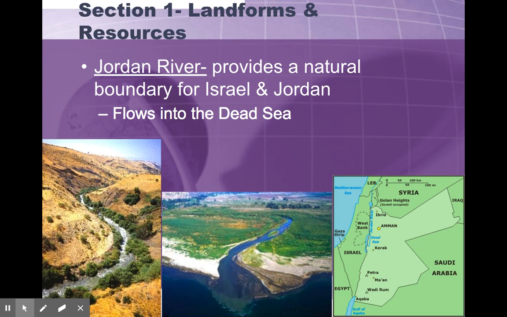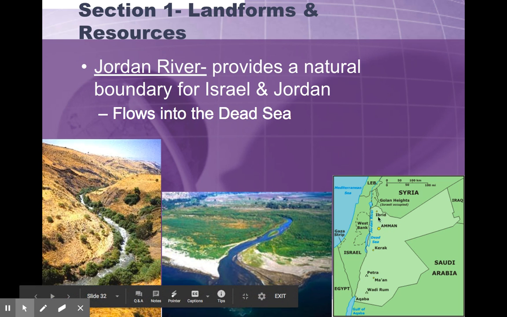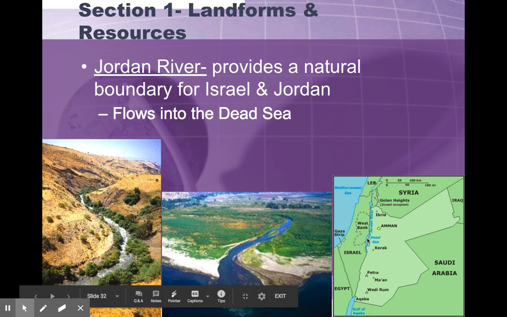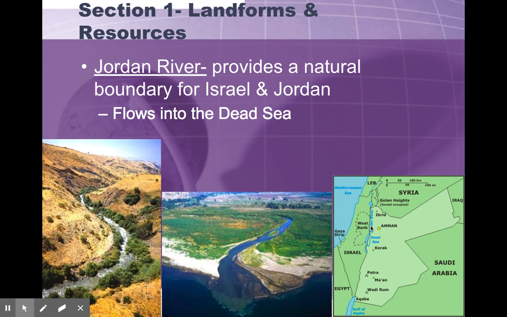Okay, and then you have the Jordan River. The Jordan River is this river that kind of makes a natural boundary between Israel on the left and Jordan on the right. And this Jordan River is all throughout biblical history as well, but it flows right here all the way down into the Dead Sea. And this is called the Dead Sea down here. We'll talk about why in a little bit. But this is the Jordan River. It kind of makes this natural boundary, kind of like what the Red River does between us and Oklahoma, or the Rio Grande River does between us and Mexico.